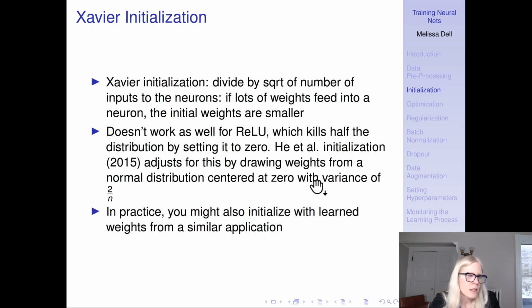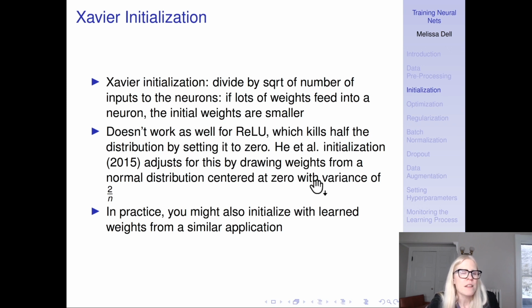So there's something called Xavier initialization, where you divide by the square root of the number of inputs to the neurons. If lots of weights feed into a neuron, then the initial weights will be smaller. And so this was kind of traditionally what people used, but it doesn't work that well for ReLU, which kills half the distribution by setting it to zero. So there's something called He initialization that adjusts for this by drawing weights from a normal distribution centered at zero with variance 2 over n.